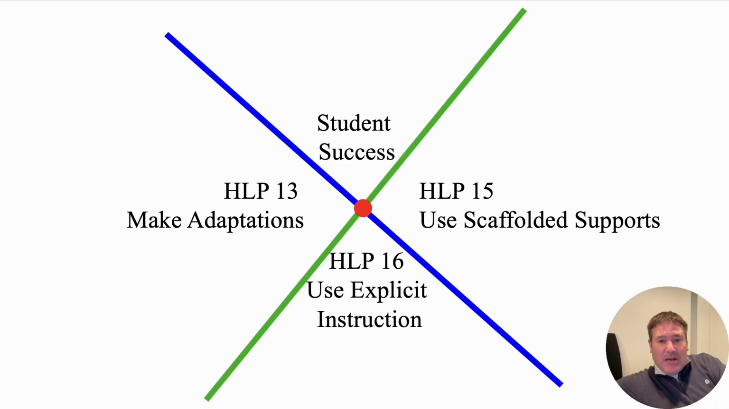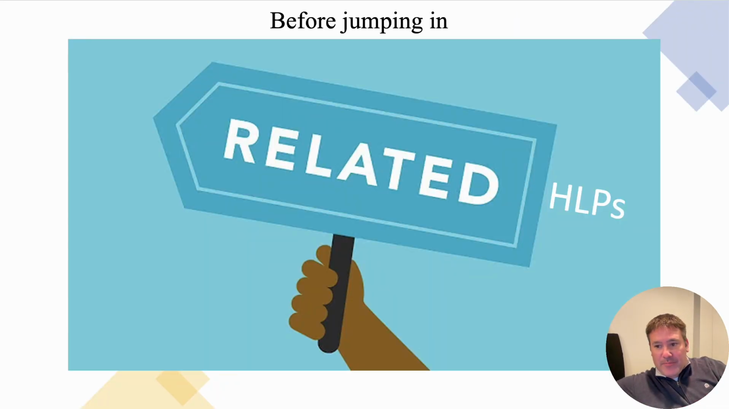And when I'm thinking about how I get to this convergence point of student success, if you've heard me talk before, you know I'm a big believer and supporter of high leverage practice 16, use explicit instruction as my base model for instruction. But I use explicit instruction to teach kids how to use scaffolds. I teach kids how to use their adaptations. So these things are really well linked together.